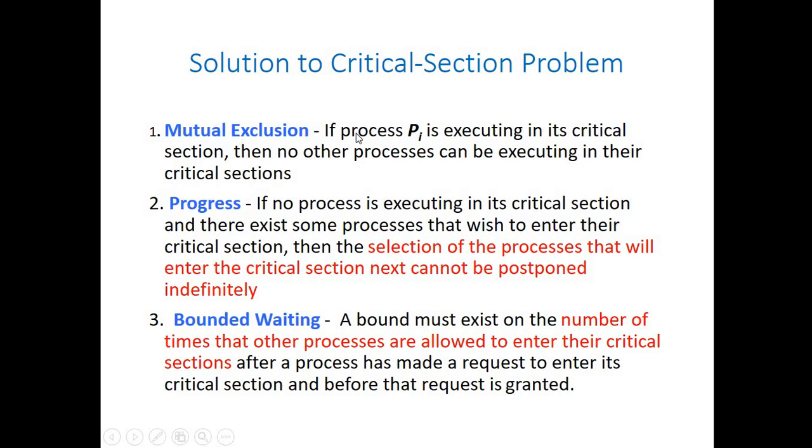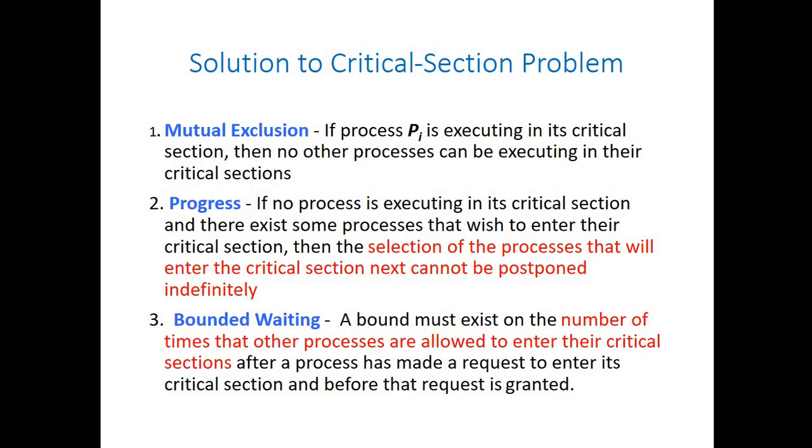What is mutual exclusion? If one process is executing in the critical section, no other process can be in their critical section. So that is mutual exclusion. What is progress? If no process is executing in the critical section and there exists one process that wants to enter into the critical section, then the selection of the process should not be postponed and it should be immediately granted permission for entering into the critical section. That is the meaning of progress.